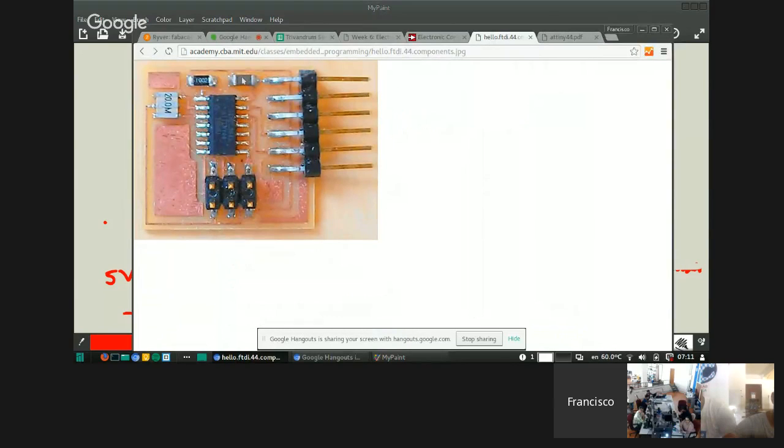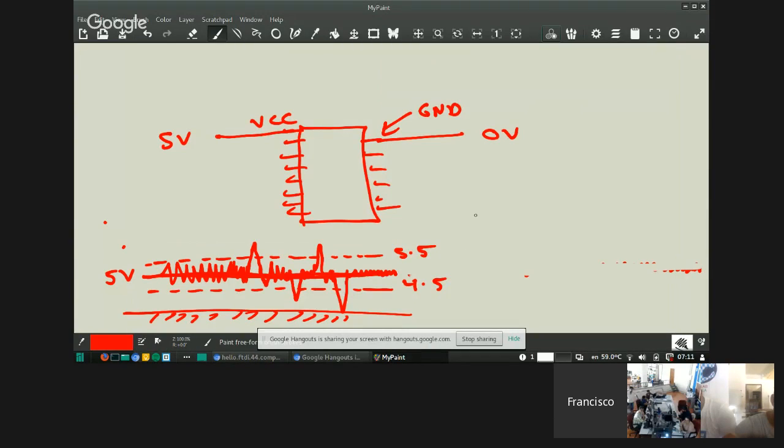This circuit here makes the 5 volts, makes this signal like this, converts it to this. Not flat, but flatter. Frank?